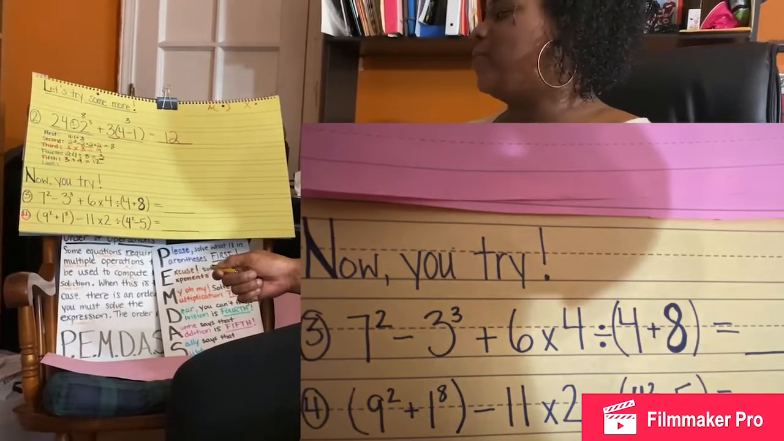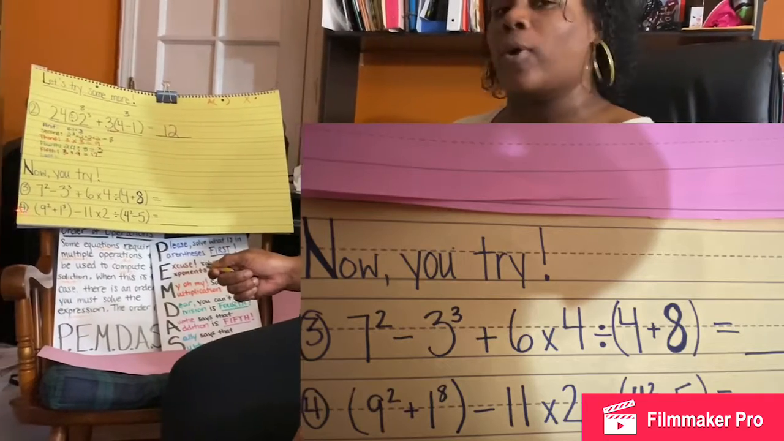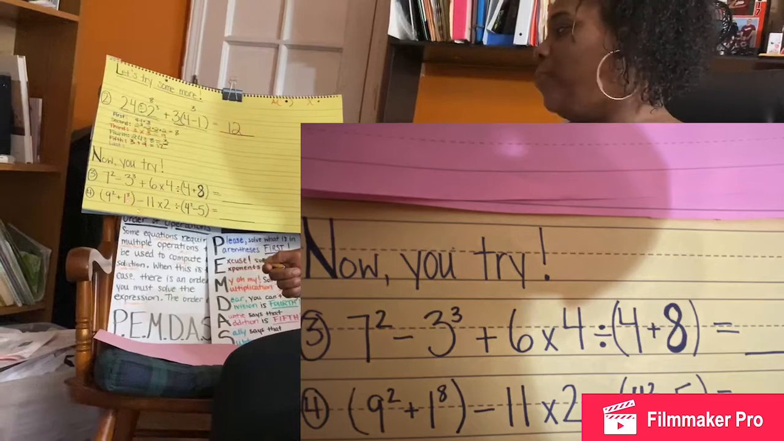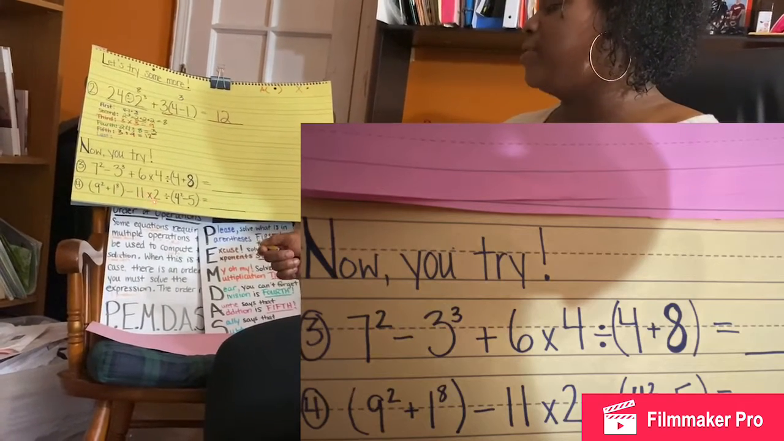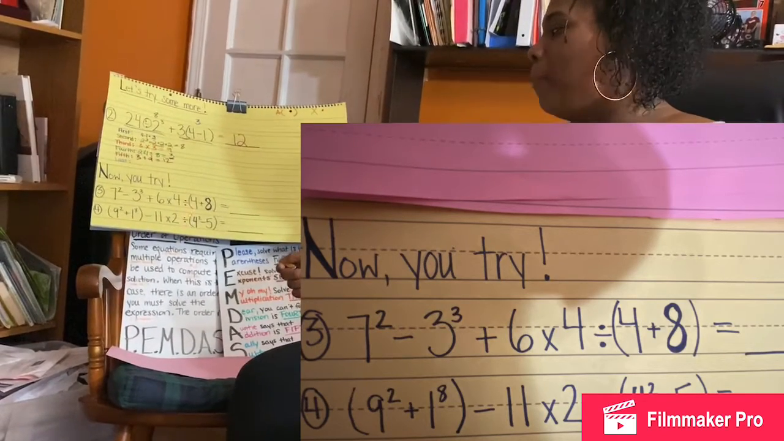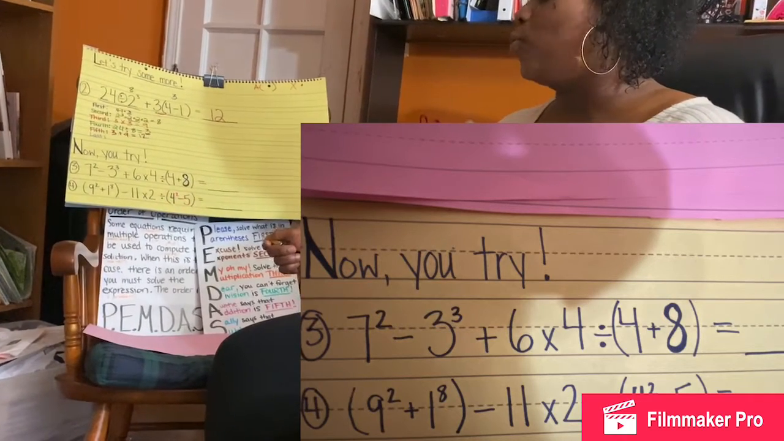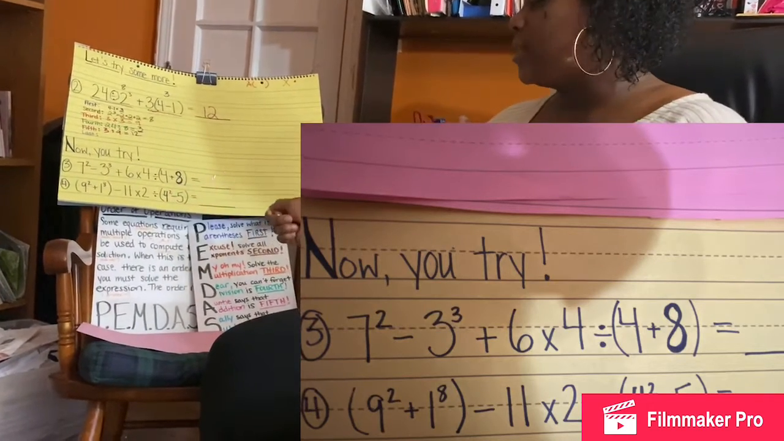All right, the second problem you'll do on your own, the fourth together, is 9 squared plus 1 to the 8th power minus 11 times 2 divided by 4 squared minus 5. All right, so you are going to work these out. You're going to give me the solution.